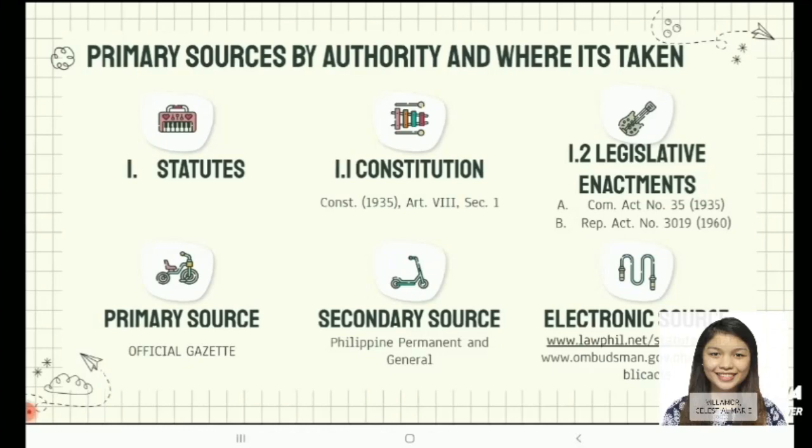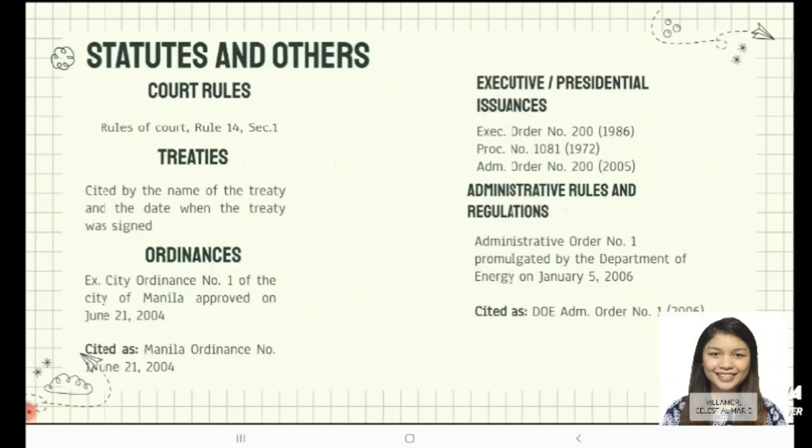We have other statutes in other forms of rules. We have court rules. The Rules of Court is cited like any ordinary code by its name, followed by the rule number and section. For example, the Rules of Court, Rule 14, Section 1. We also have treaties. Treaties entered into by the Philippines, whether bilateral or multilateral, are cited by the name of the treaty and the date when the treaty was signed.